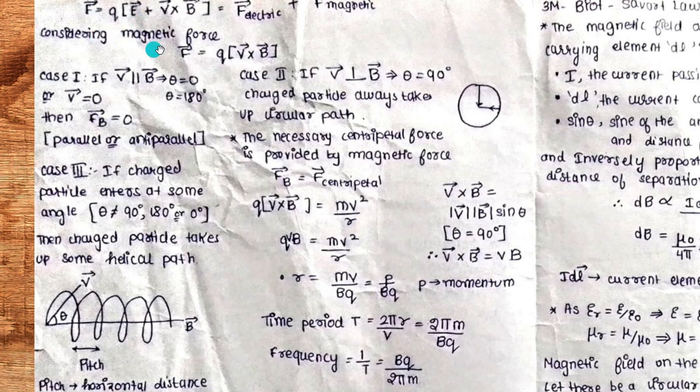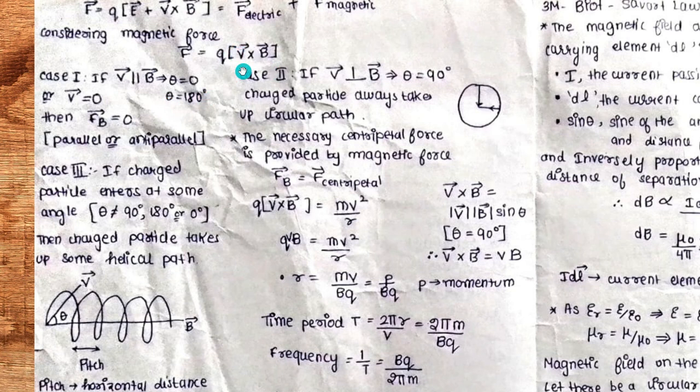Now considering magnetic force, what is the magnetic force? F bar is equal to q into v bar cross B bar. Case 1: if the velocity of the charged particle is parallel to the magnetic field, these two lines represent parallel, that is theta equal to 0, or anti-parallel as well, theta equal to 180.